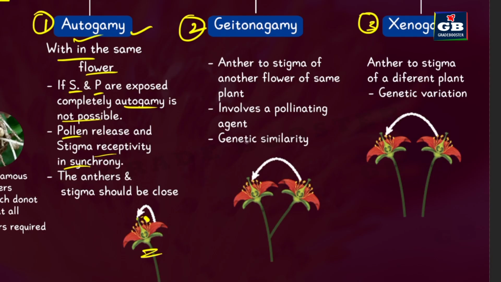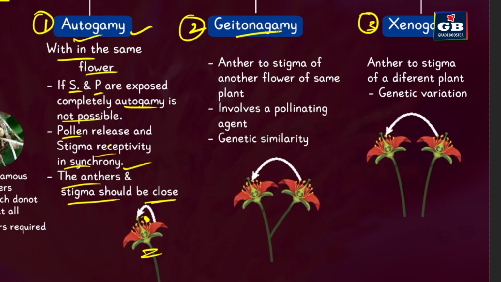If pollen is released and stigma is not ready to receive, then autogamy is not possible. They should be in sync, in synchrony. And next, the anthers and stigma should be close. They should be side by side. Then there is a possibility for autogamy, right?